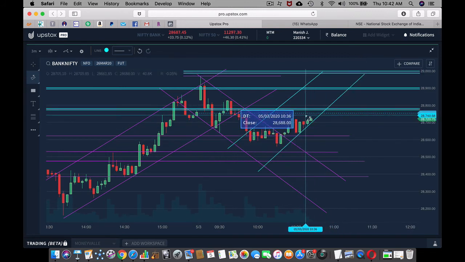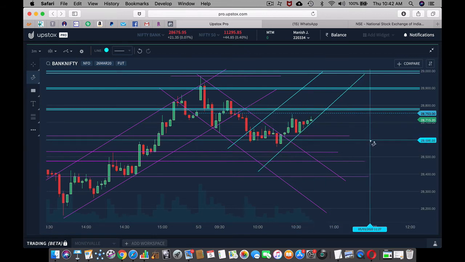and this is a very important level. 750 is a very important level here. So let's see what happens ahead. 721, it's going up, it's going up only, and I think 750 is an easily achievable target from here.